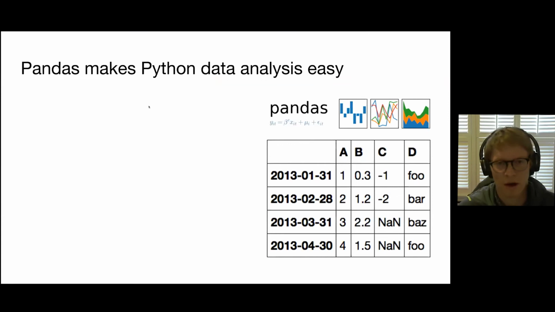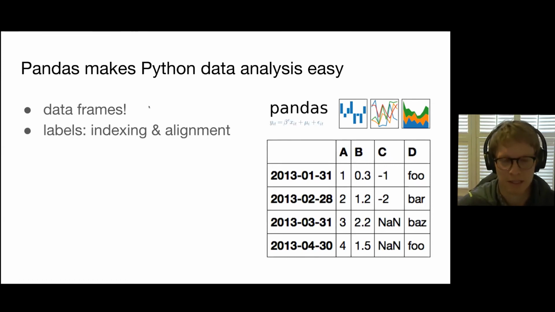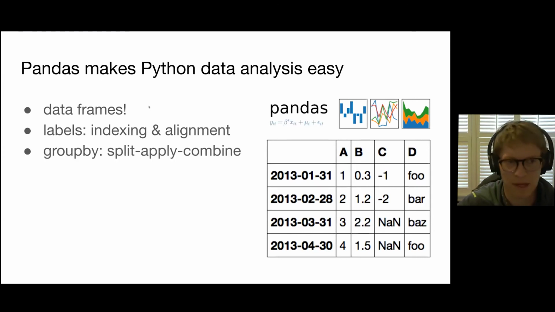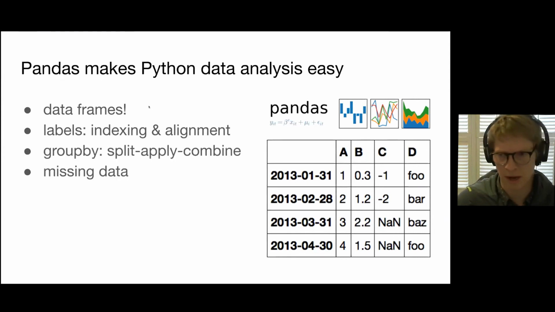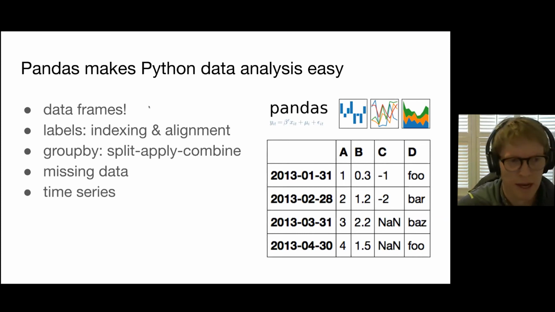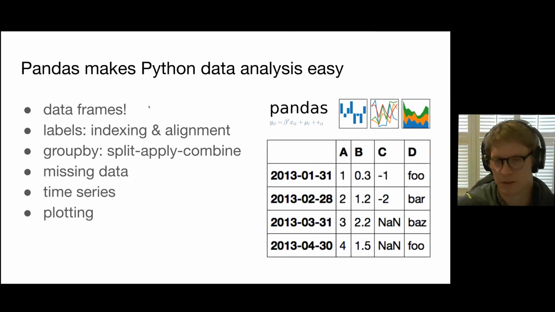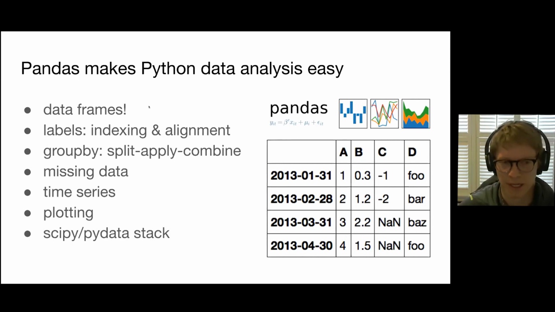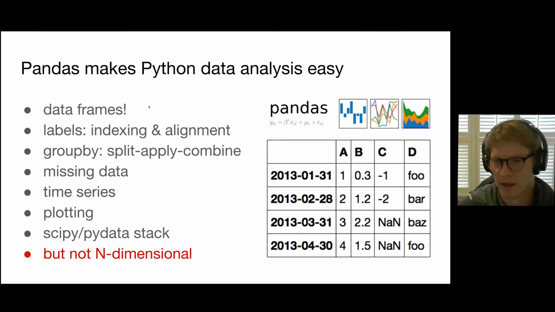Pandas is a library that I think most people in this session will know well. It provides data frames in Python. It does things like label-based indexing and alignment, group by. It has some really nice support for missing data. It works really well with time series data. There's built-in plotting, and it interoperates with the rest of the SciPy PyData stack. But its big gotcha is it's not n-dimensional. It's just for tabular data. At one point it had a higher dimensional object called the panel, which has since been deprecated in favor of Xarray.